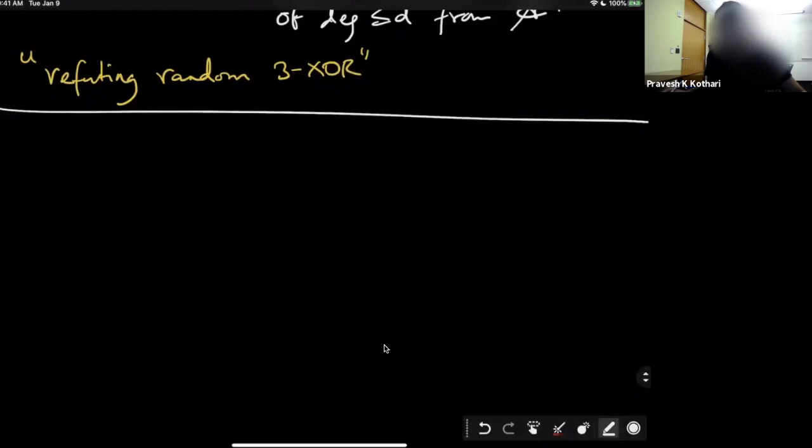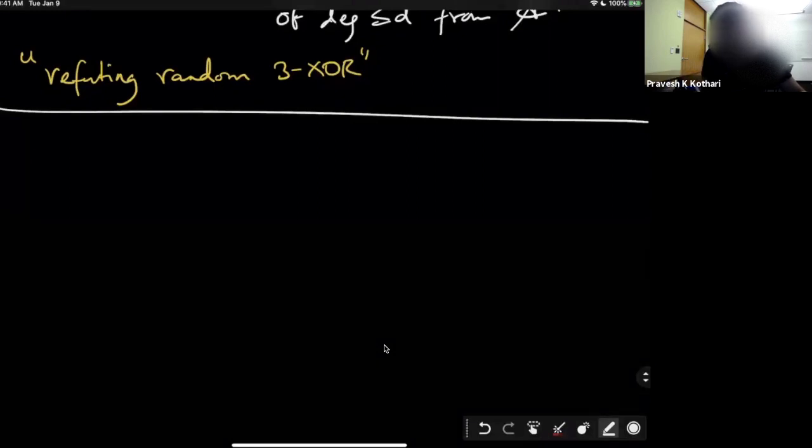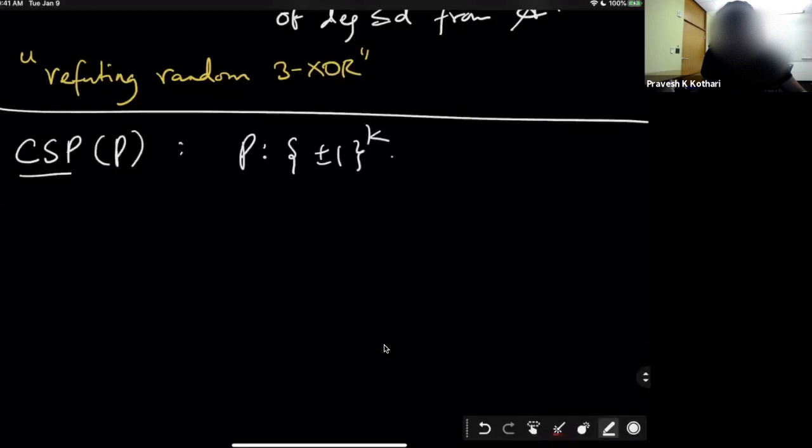Good. So I defined constraint satisfaction problems earlier. 3 XOR was an example of it, but I just want to recall this definition. Remember, if I have a CSP with predicate P, P is just some k-bit Boolean function. It takes values in k-bit vectors and outputs 0 or 1. You can think of one as a satisfied and the other as an unsatisfied constraint. That's basically the interpretation of 0, 1. You could call it false and true if you like.